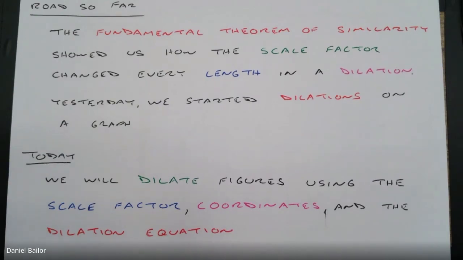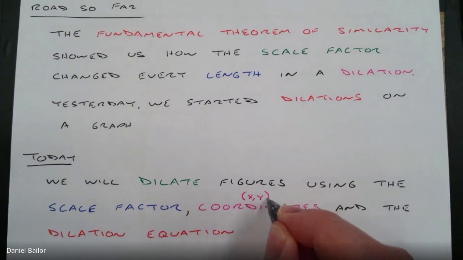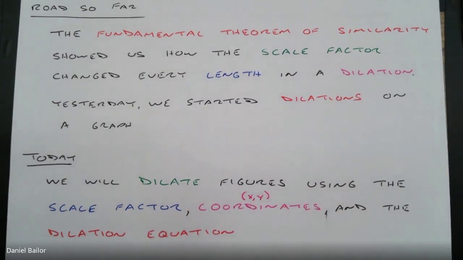The scale factor we've learned about in this module. The scale factor is r, what everything gets multiplied by. Coordinates are like coordinates on a graph. Ever since you started graphing things with coordinates, you should know what those are. As a reminder, they look like this: parentheses x, comma, y. That's how we write coordinates. So we're going to be using coordinates today.